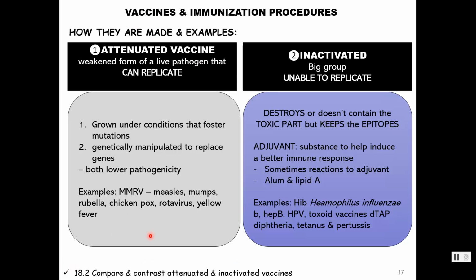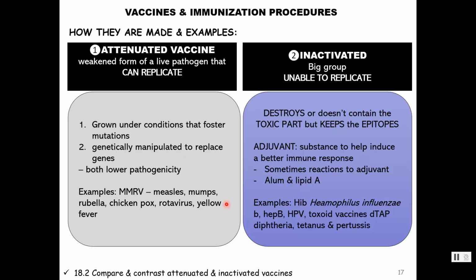So how are these made? An attenuated vaccine, remember, is a weakened form of a live pathogen. Usually it's grown under conditions that foster mutations. A lot of the time this involves passing it through different types of cell lines or growing it in different media. Or they can be genetically manipulated to replace those genes. The big thing is that these have a lower pathogenicity, so they're very weakened.